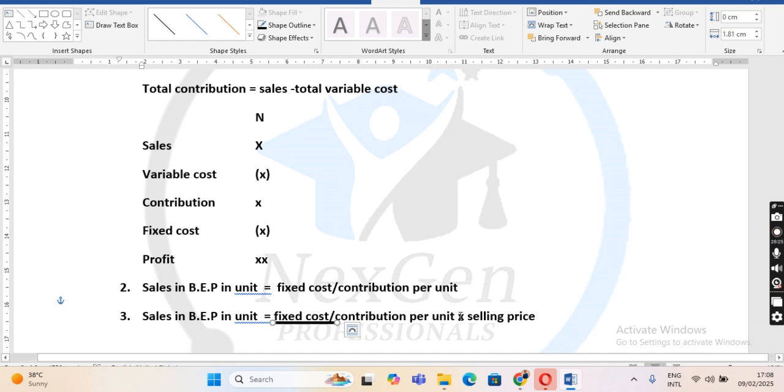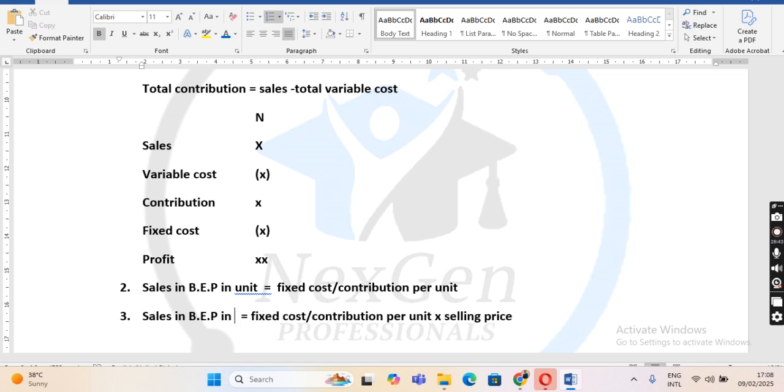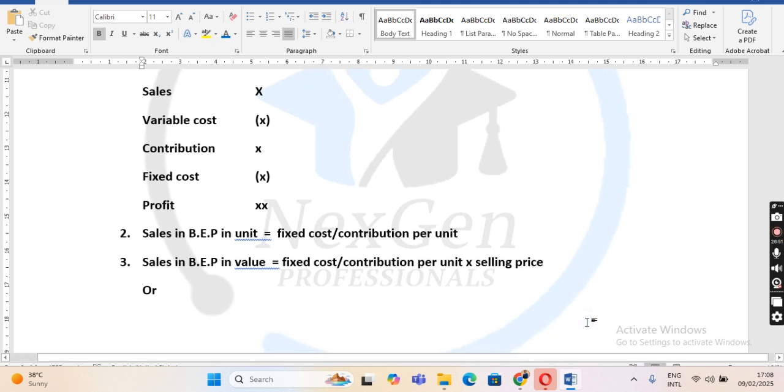When you divide it, class, let me just explain so that this will not waste our time. Fixed cost divided by contribution per unit times your selling price will give you your sales in BEP in value.